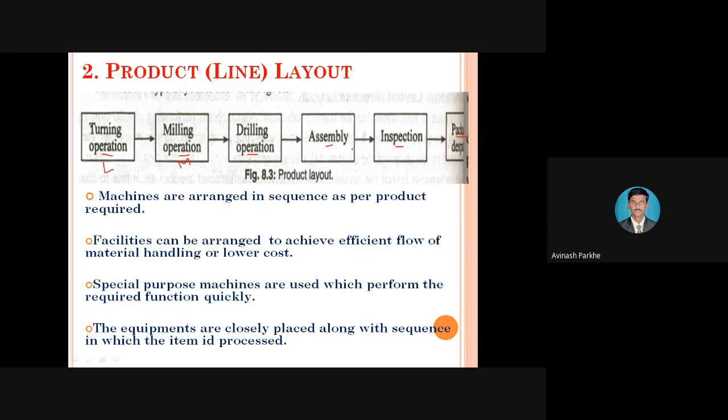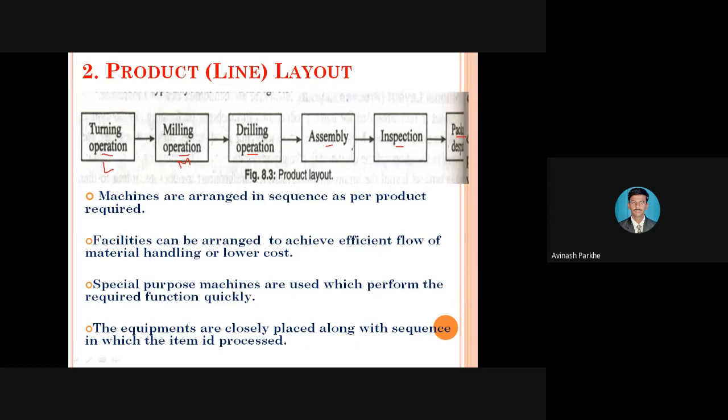But here, in a product layout, such material handling equipment is not required, because once the operations are performed on machine number 1, automatically through the belt drive or chain drive, the product or raw material is moved in the forward direction. Once the operations are performed on the second machine, automatically it moves to the next machine. Like that, your product will be manufactured. Therefore, the cost required for material handling is very low as compared to the process layout.